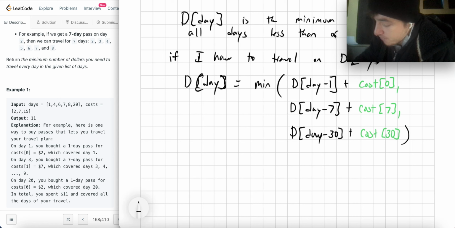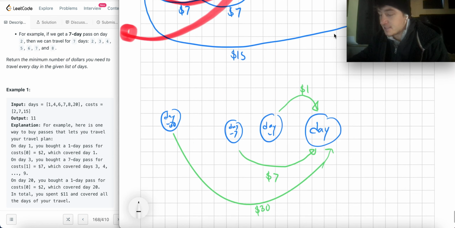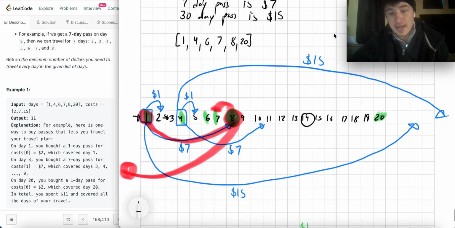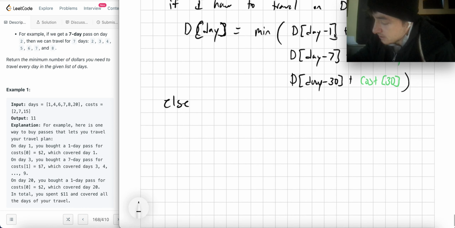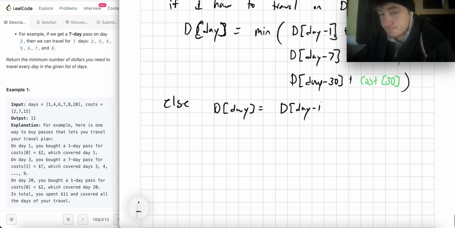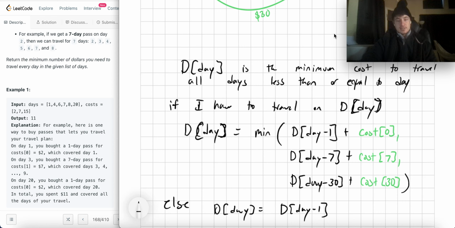If I don't have to travel that day, then it's this situation here, right? Here I don't have to buy a ticket at 14. I can just grab the previous price from 13 and take that into account. Whatever it cost me the previous day would be the same today because I don't have to buy any additional day pass. So otherwise, D of day equals D of day minus 1. Okay, so this is essentially the formula in the system.